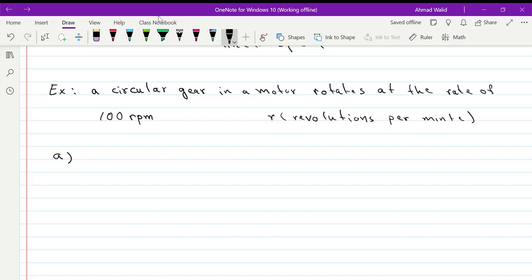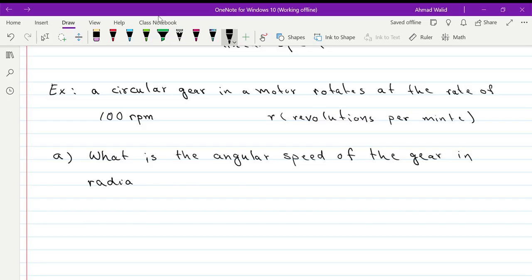Part A of the problem. What is the angular speed of the gear in radians per minute? Correct?